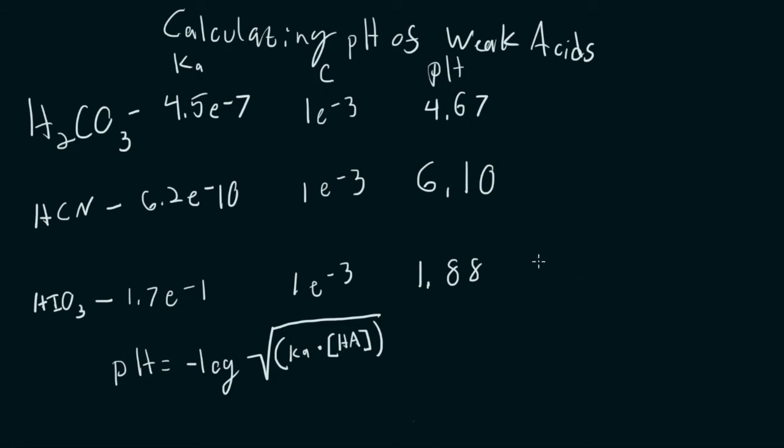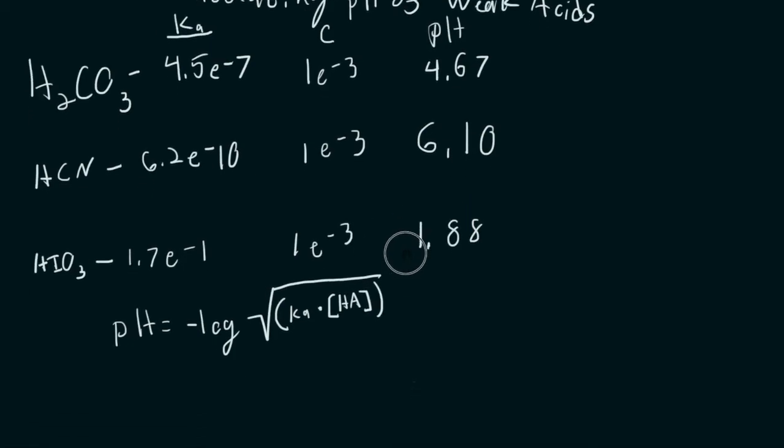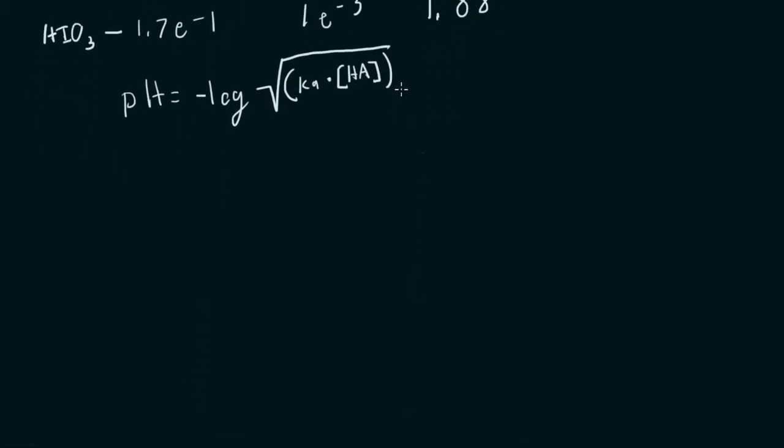And so we can see how each one of these, even though each one is at the same concentration, their pHs are very different because of this difference in that dissociation constant. So let's look at a couple more. Let's try and calculate the pHs of some weak acids with varying concentrations.